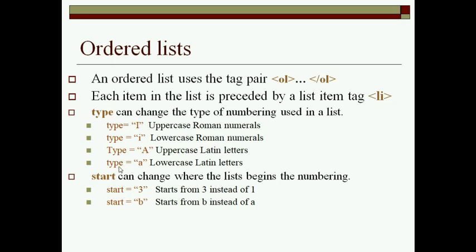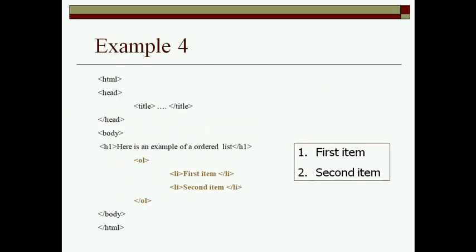A start attribute can change where the lists begin the numbering and specify different numbering. For example, a start equals 3 starts the numbering from 3 instead of 1, and a start equals B starts the numbering from B instead of A. For example, here's an ordered list, and there is no type attribute here. Therefore, the default is used, and regular numbering is in fact used.